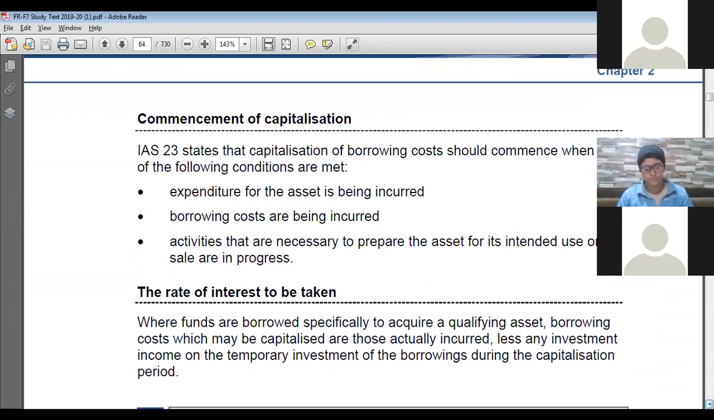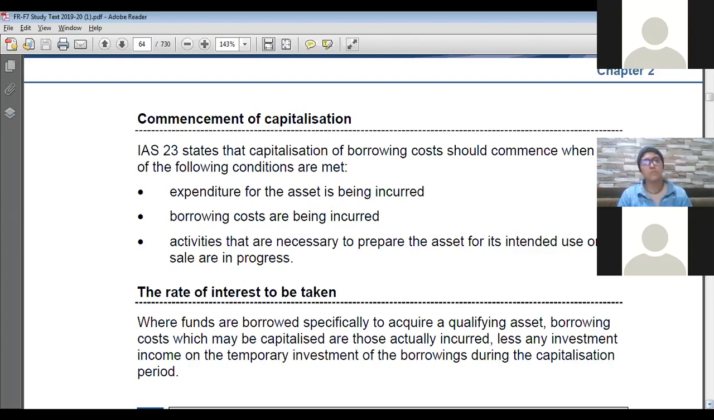So if, say, we are constructing a building which will take 12 months of time to get it ready, and say we have borrowed some funds to construct the building, then interest incurred on that loan we can capitalize into cost of building rather than charging it to profit or loss. So when we capitalize it into cost of building, then what will happen? Once the building is ready, we'll start providing depreciation on the same. So that borrowing cost will also be allocated over the life of the asset. So it is capitalized.